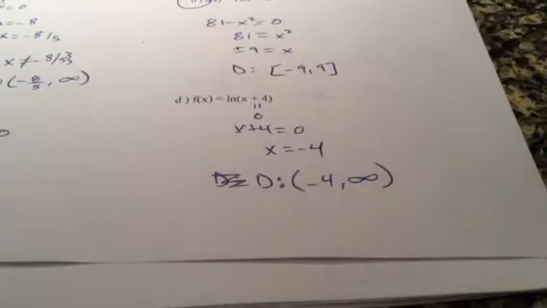Take a look here at D. You cannot take the natural log of 0. Can't take the natural log of 0. Try it and it'll say error. So folks, x has got to be greater than negative 4.